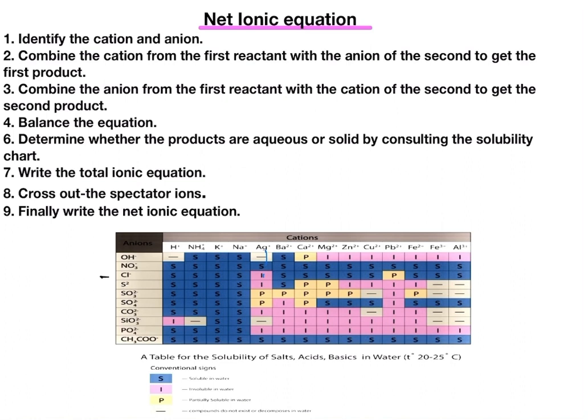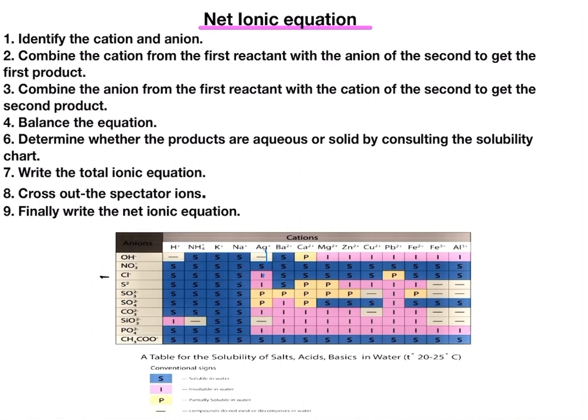Combine the cation from the first reactant with the anion of the second to get the first product. Combine the anion from the first reactant with the cation of the second to get the second product. Balance the equation. Determine whether the products are aqueous or solid by consulting the solubility chart.